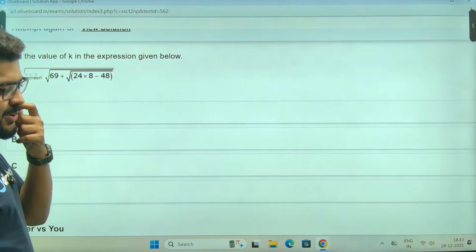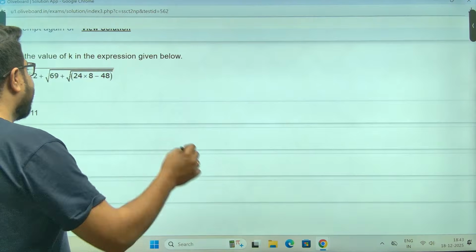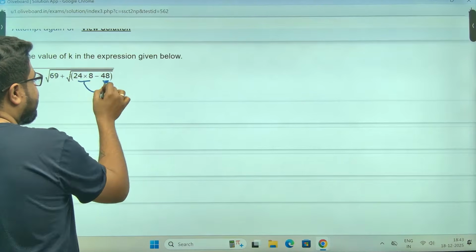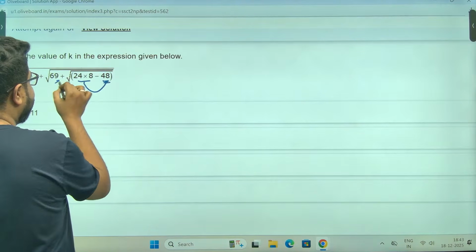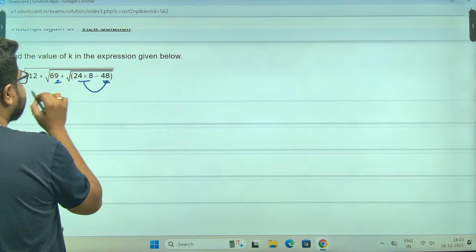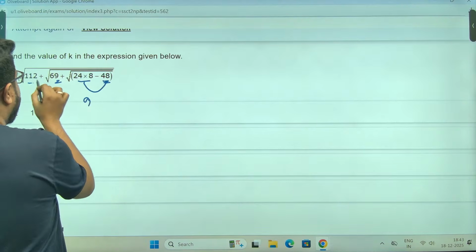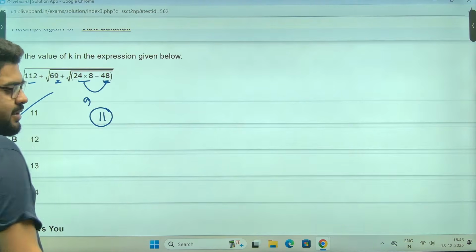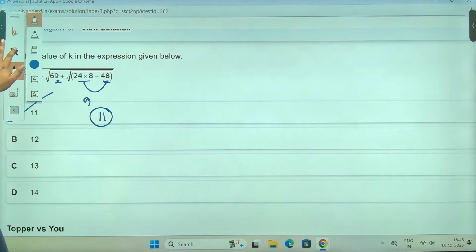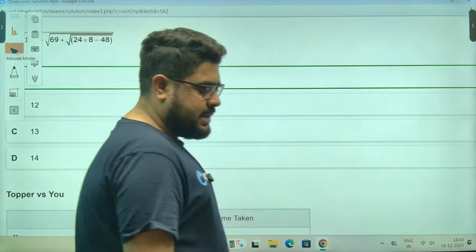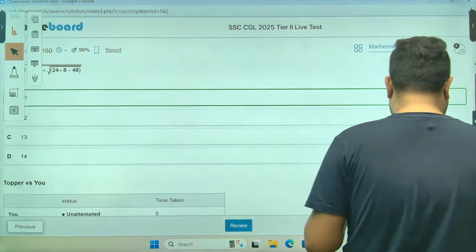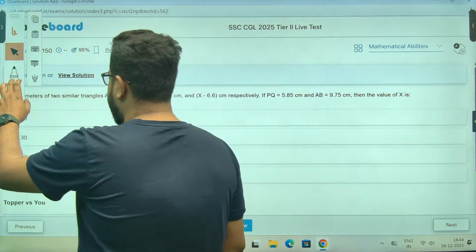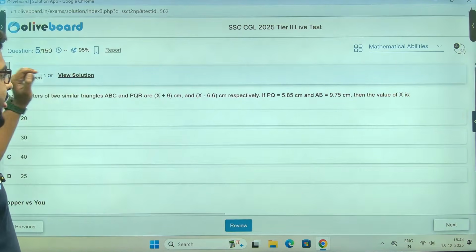Again, the fourth question also seems very simple. So 24 into 8, this is 24 into 2. That means 24 into 6, 144, 12. 12 and 69, 12 and 69 is 81. That is 9. 112 plus 9, 121. The answer is 11. Option A. Again 10 seconds. Done, done, done, done, done. You see how I'm trying to calculate. Please try to understand. Anywhere you get stuck, please let me know.